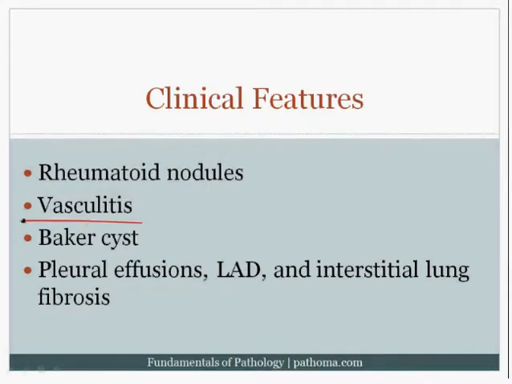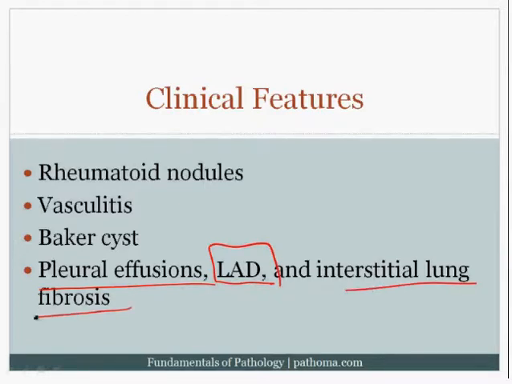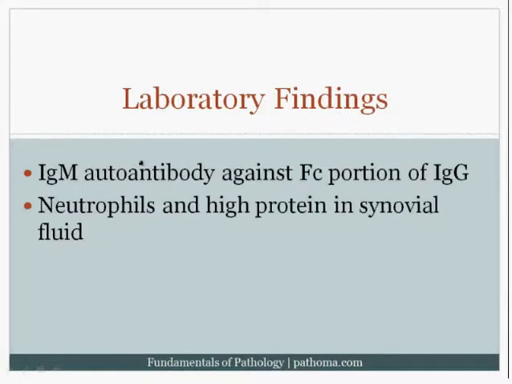Vasculitis can be seen, and vasculitis can involve multiple organs. The patients can develop a Baker's cyst, which is swelling of the bursa behind the knee, so they can have a swollen cyst behind the knee. And then they can develop additional systemic signs, including pleural effusions, lymphadenopathy, which refers to enlargement of the lymph nodes, and interstitial lung fibrosis. The laboratory findings are particularly high yield.